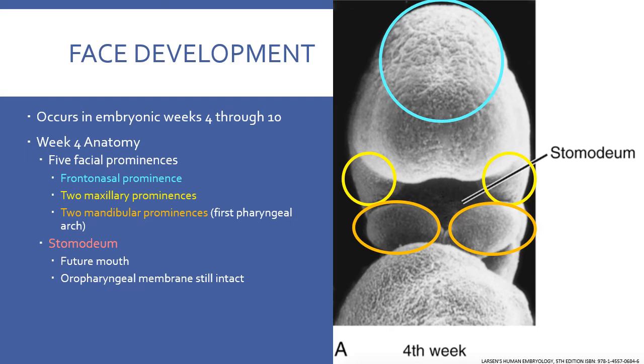Also present at this stage is the stomodeum, and the stomodeum is going to be the future mouth. So it's an empty space in between all these prominences and processes that are going to come together. But at this point, it's a blind pouch. It's not continuous with the gastrointestinal tract because the oropharyngeal membrane is still in place, and not until it ruptures will the future mouth actually be continuous with the GI tract.